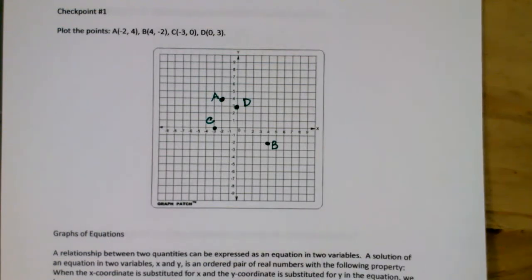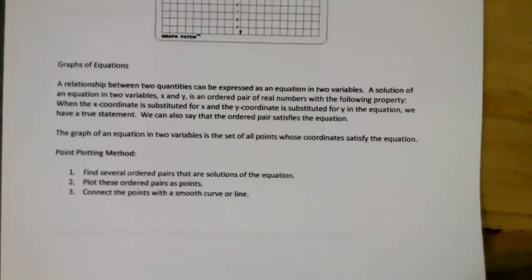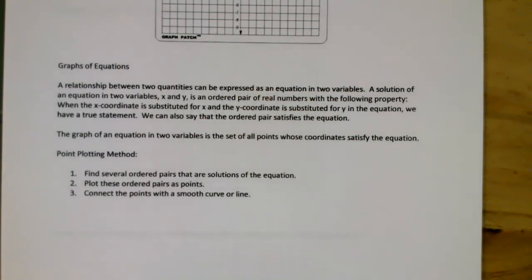Okay, now let's talk about how to graph equations. Says here, a relationship between two quantities can be expressed as an equation in two variables. A solution of an equation in two variables, x and y, is an ordered pair of real numbers with the following property: when the x coordinate is substituted for x and the y coordinate is substituted for y in the equation, we have a true statement. We can also say that the ordered pair satisfies the equation.